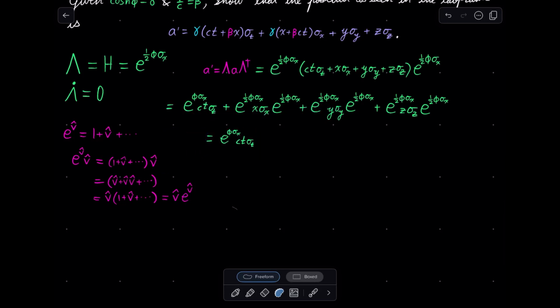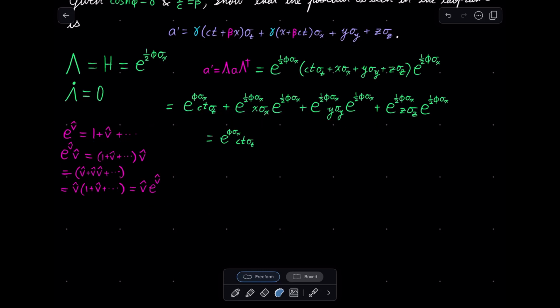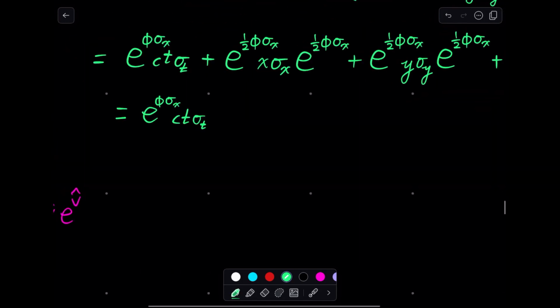Or actually, do this, do that. Move this there. So we can do the exact same thing. We can have this commute with this to come over here and combine to give us a full exponential. So e to the phi sigma x, x sigma x.